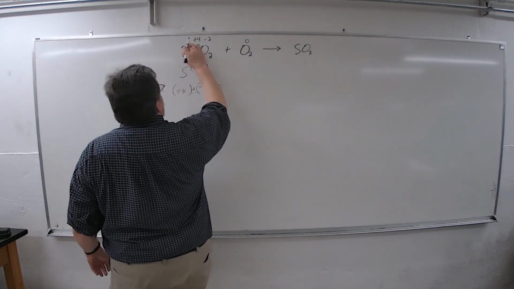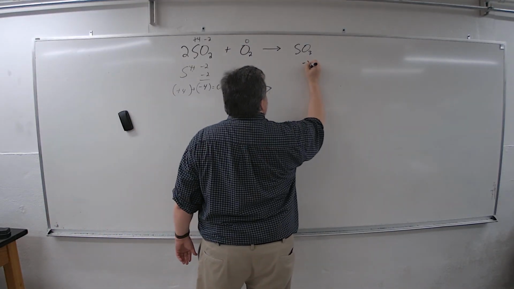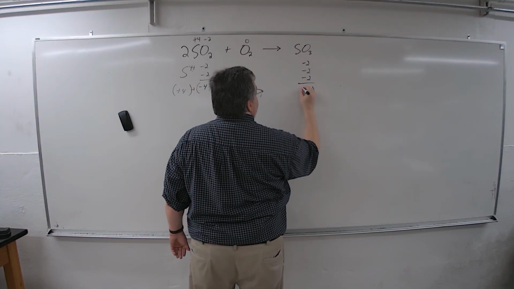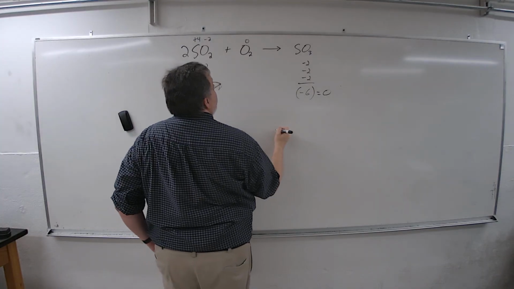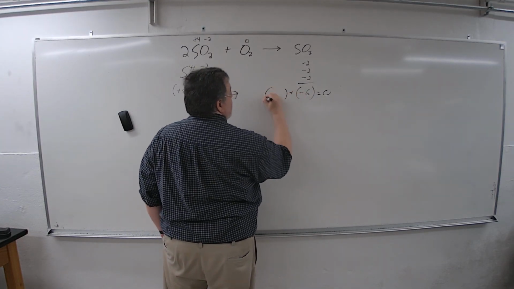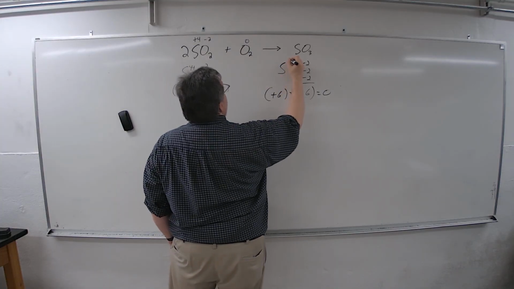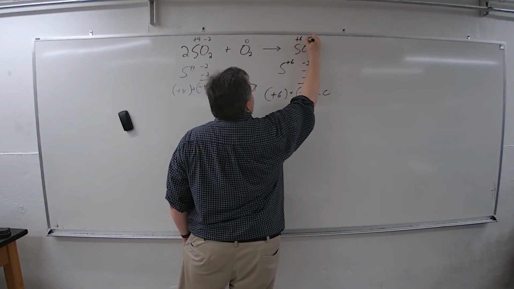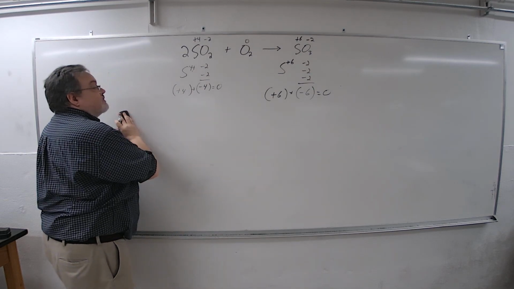So this is plus 4, that's minus 2, this is 0. 3 oxygens, so minus 6. There's no charge here, so 0. There's only 1 sulfur here, so it must be plus 6. So this is plus 6 and minus 2.